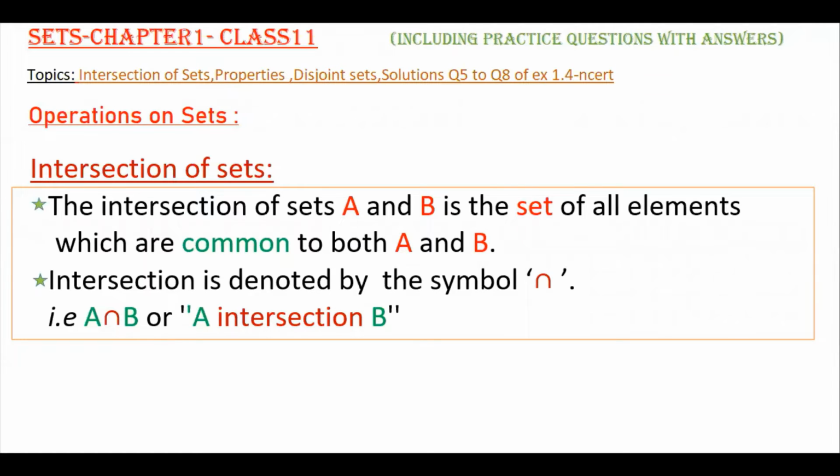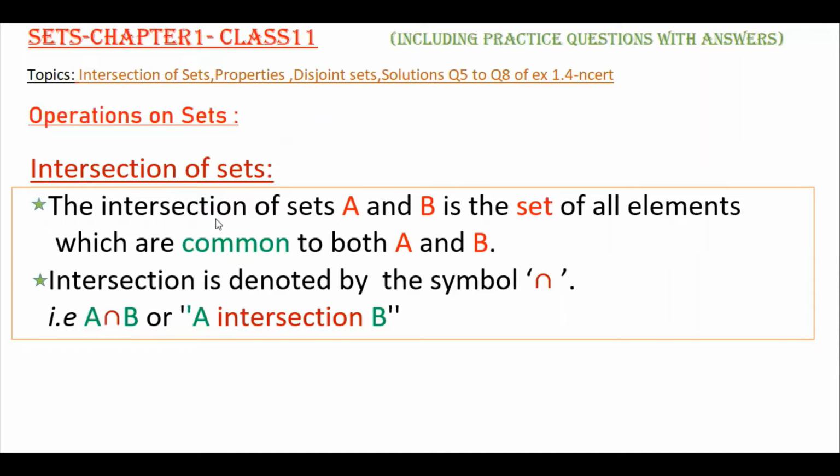Hello everyone. Today I am going to tell about intersection of sets, properties, disjoint sets, and solutions of questions 5 to 8 from Exercise 1.4 from NCERT Class 11. If you take any two sets and write the common elements of those two sets in a set, then that is called the intersection of those two sets.